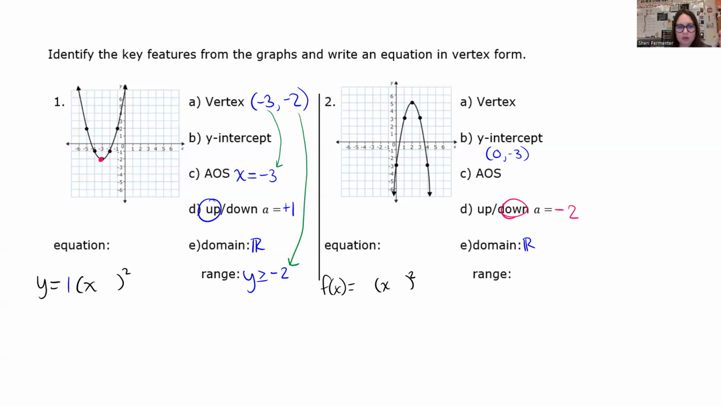And then, so to write your equation, you need A, H, and K. So remember that the H is always opposite. So when I come put it in here, it has to be +3. It's always opposite when you put it in or take it out of the parentheses. So +3 and then -2.